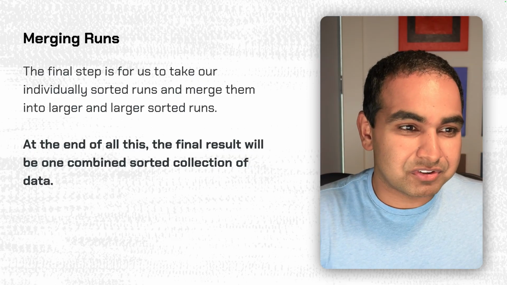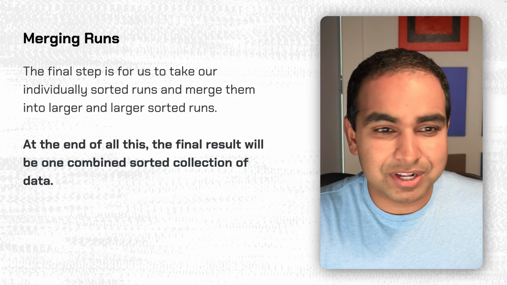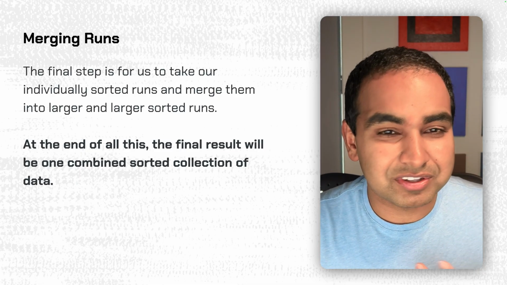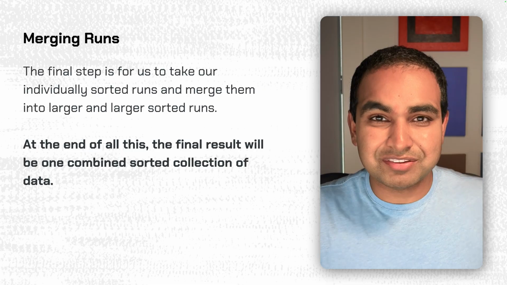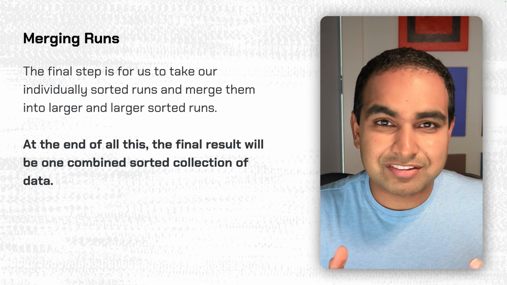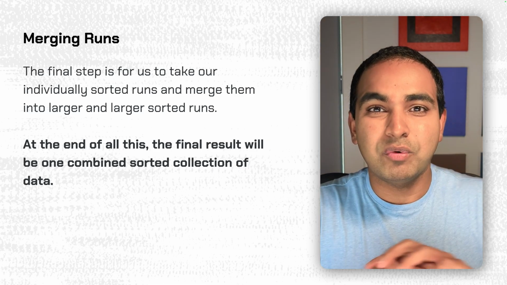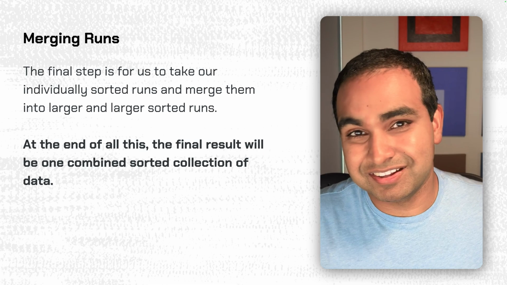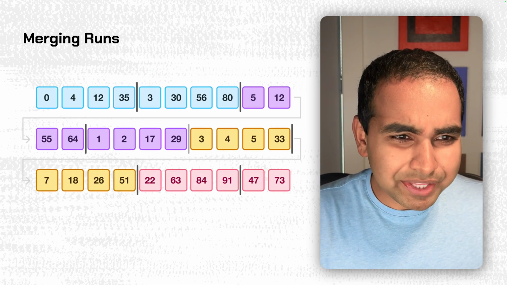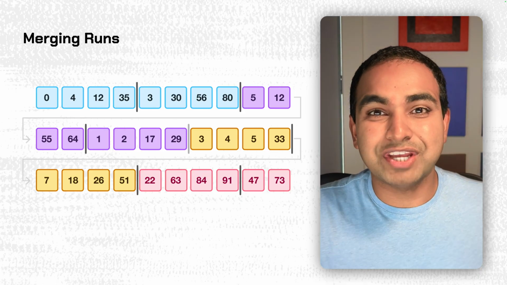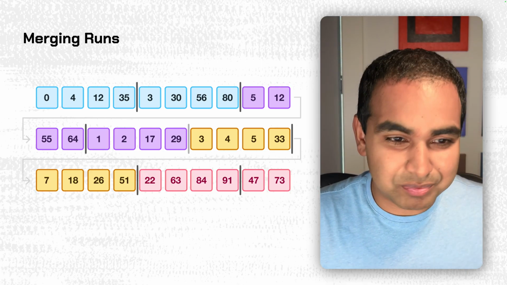The final step is to take our individually sorted runs and merge them into larger and larger sorted runs, where the end result will be, we merge 2 runs together in the second to last step, and in the final step, we have one gigantic run, which is basically our full collection, now in sorted order. And the way the sorting works is that we sort adjacent runs. We'll talk more about that as well in a few moments.